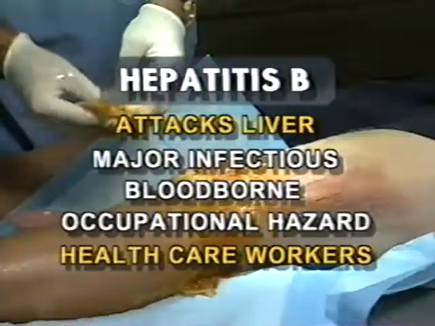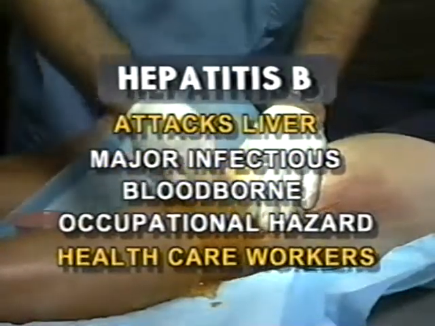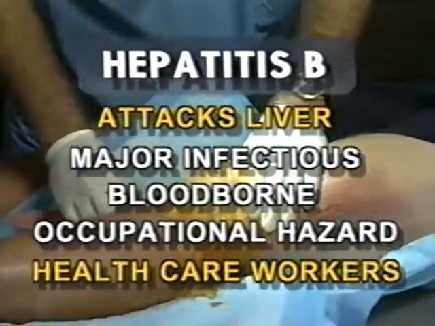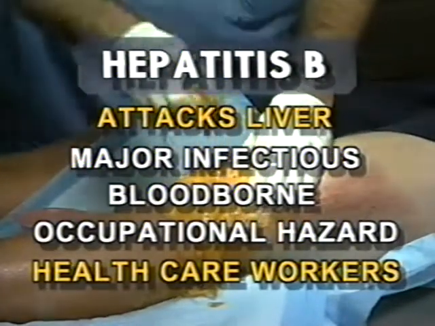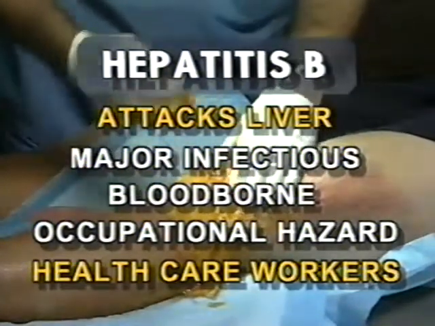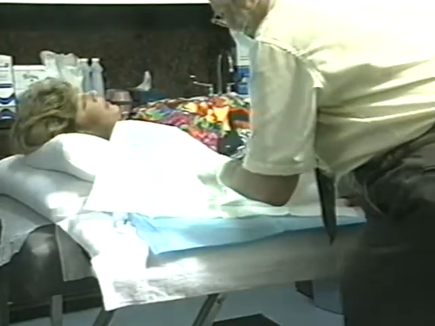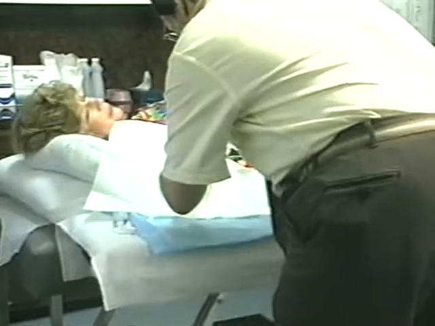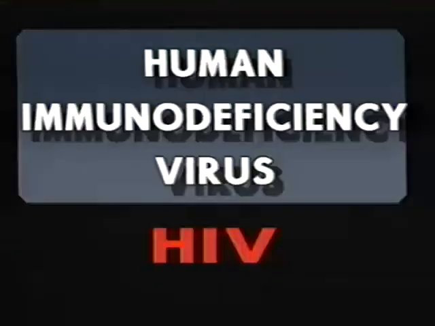Hepatitis B, or HBV, attacks the liver and is the major infectious bloodborne occupational hazard to healthcare workers. HBV is considered to be extremely infectious. The exposure to extremely small amounts of HBV-positive blood may transmit infection. Fortunately, there are vaccines available to prevent the development of HBV infection.